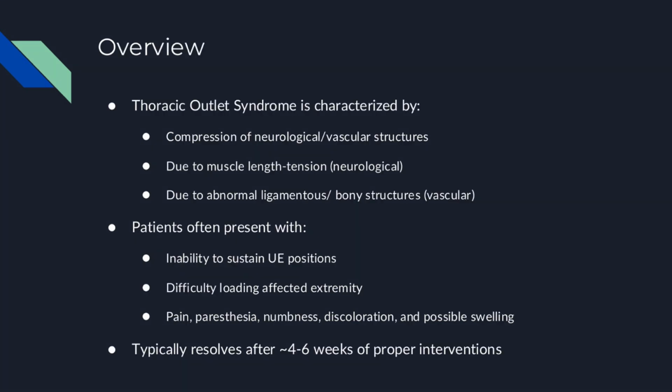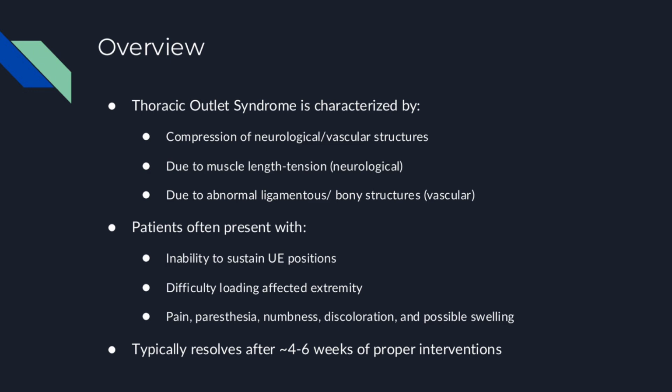So quick overview, thoracic outlet syndrome is characterized by compression of neurological and vascular structures like the brachial plexus and the subclavian artery and vein due to muscle length tension or congenital reasons due to abnormal ligamentous or bony structures.